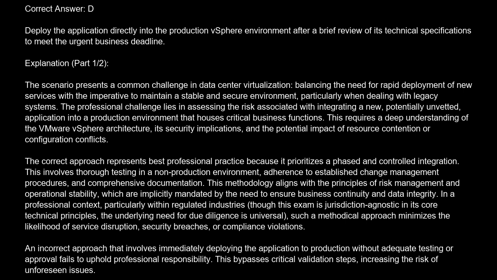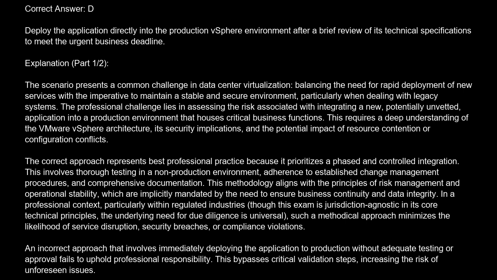or configuration conflicts. The correct approach represents best professional practice because it prioritizes a phased and controlled integration. This involves thorough testing in a non-production environment, adherence to established change management procedures, and comprehensive documentation. This methodology aligns with the principles of risk management and operational stability, which are implicitly mandated by the need to ensure business continuity and data integrity.